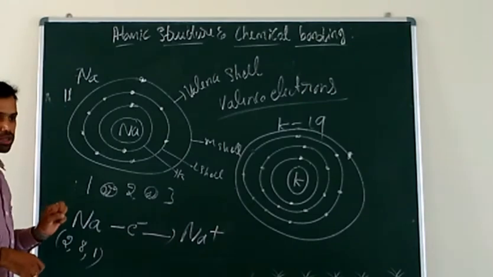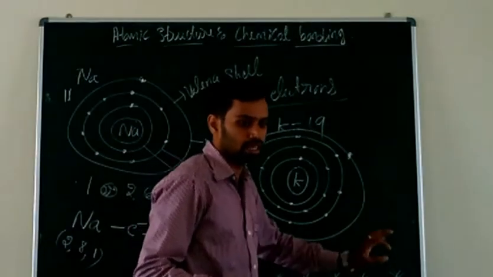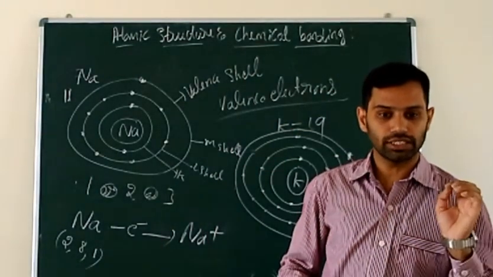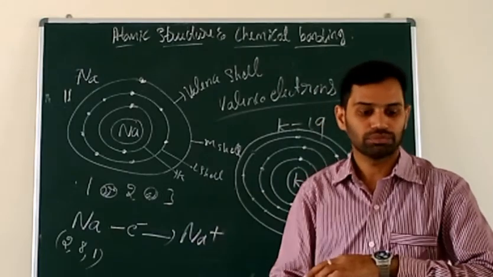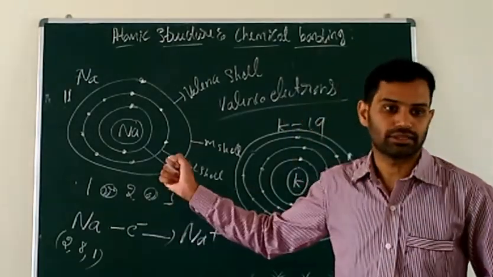These are called reducing agents. Why are they called reducing agents? Because they are losing the electron. Metals are good reducing agents.